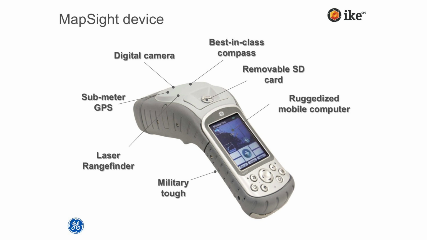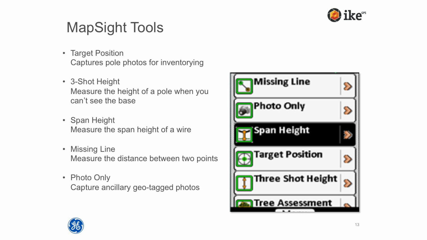Let's start off by looking at the first piece in the solution, the device itself. What we've done is we've actually combined a sub-meter accurate GPS along with a digital camera and a laser rangefinder. Coupled with that, a digital inclinometer and compass. That all is wrapped in a mobile ruggedized computer that's military tough and ready to hit the field. The data is collected on an SD card, and all this information is collected by the different devices, so the instruments are combined with these tools.